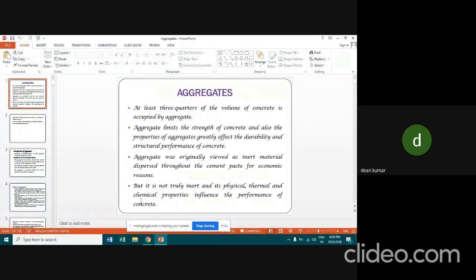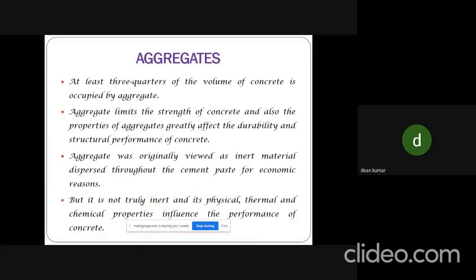So let us come back to my PPT. You are able to see the PPT? Yes, sir. Now aggregates. Coarse aggregate, fine aggregates, all these are aggregates only. At least three quarters of the total volume of concrete is occupied by aggregate. Very important.